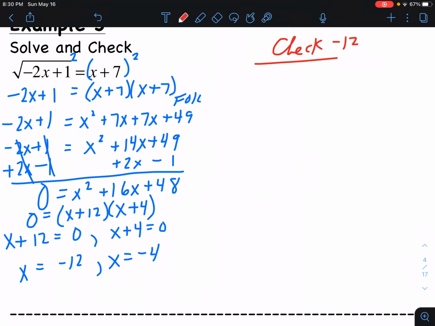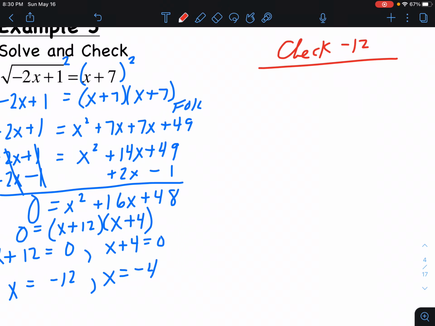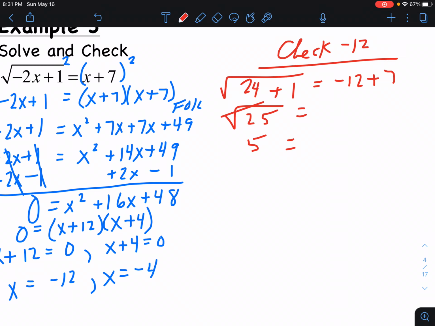So I'll start checking -12. -2 times -12 is 24. That'll be a square root of 25, which is 5. And the right side, -12 plus 7, gets -5. That does not, whoop, I put a check. That does not equal. So -12, cross it out. That's an extraneous solution.